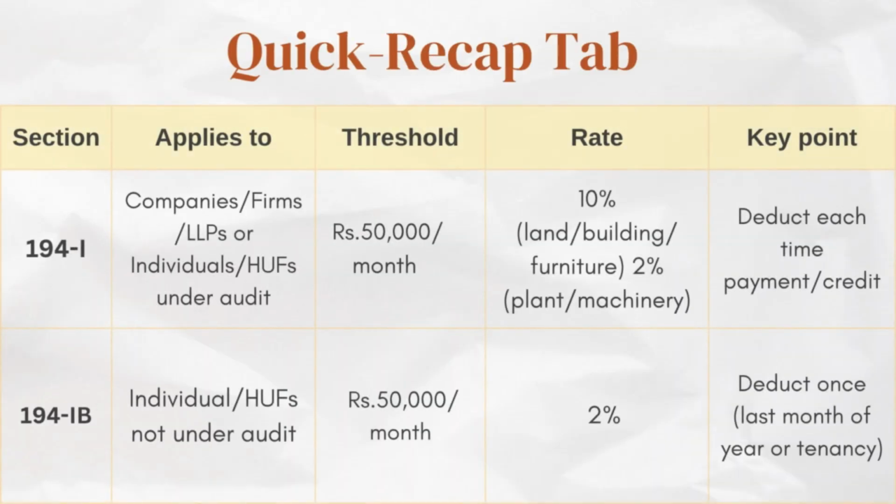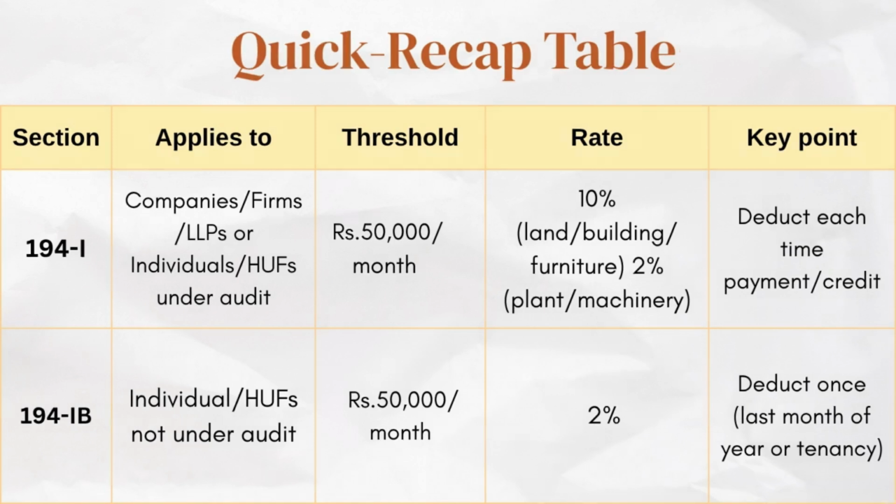Here is the table for a quick recap. The increase in threshold for Section 194I from earlier Rs 2.5 lakh per year to Rs 6 lakh per year means many smaller rental arrangements no longer trigger TDS. And for individuals and HUFs who have to deduct TDS under Section 194IB, the rate reduction to 2% from 5% means less cash blocked. Also, it helps reduce the compliance burden for smaller renters and landlords. But still, missing deduction or late deposit leads to interest and penalties.